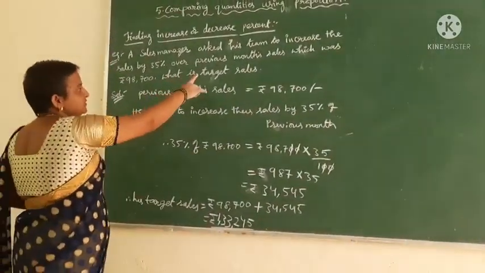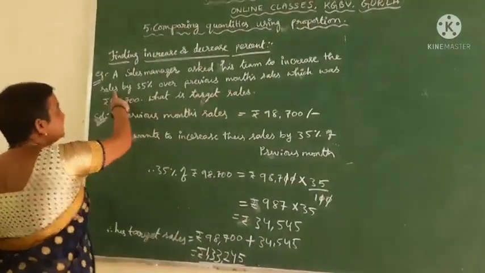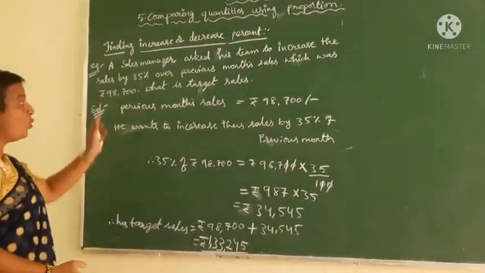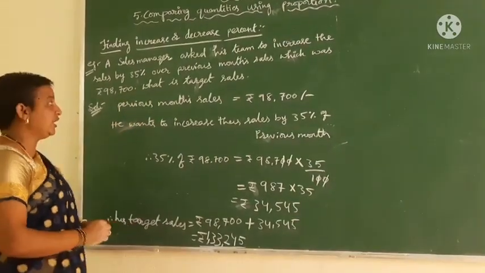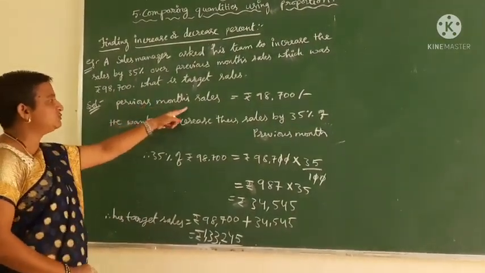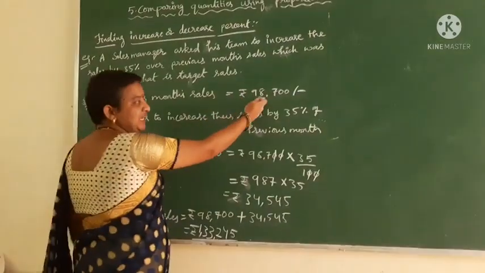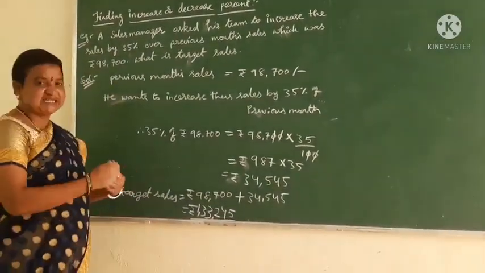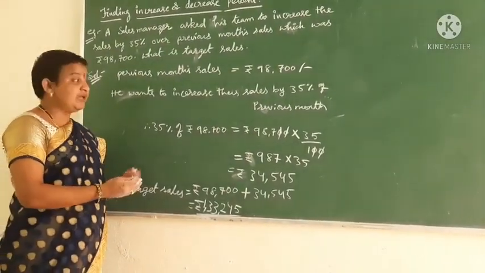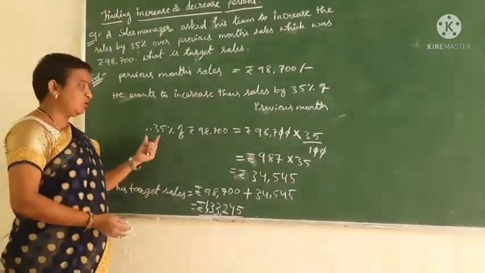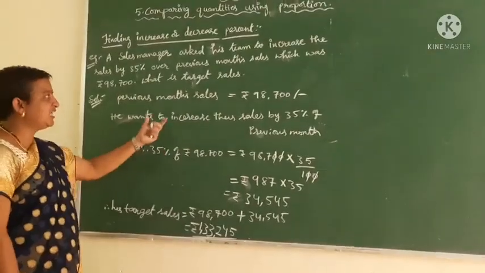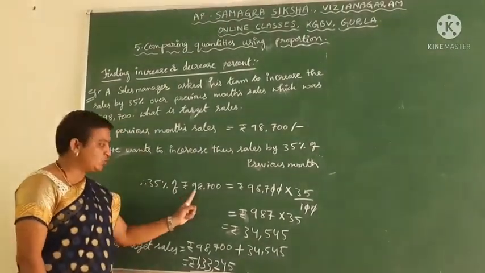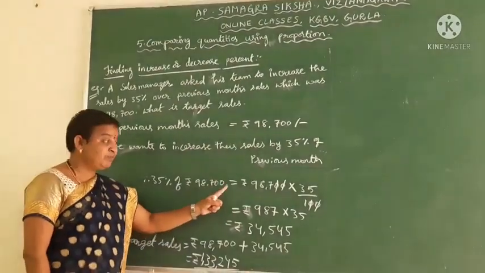Okay children, once again I repeat. A sales manager asked his team to increase their sales by 35% over previous month sales. What is his target sales? First we write the previous month sales is rupees 98,700. He wants to increase their sales by 35% over the previous month. So first we have to find 35% of previous month sales.